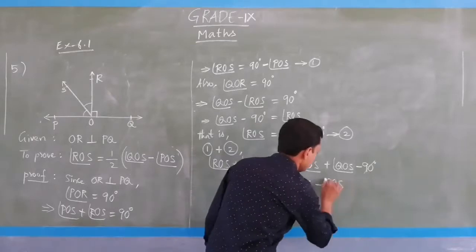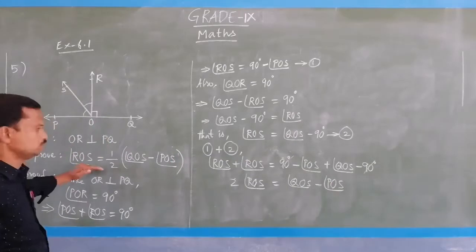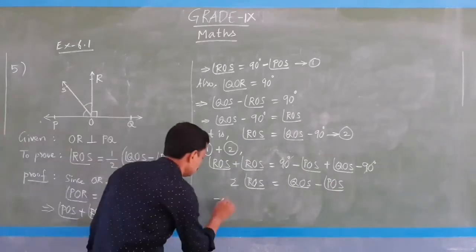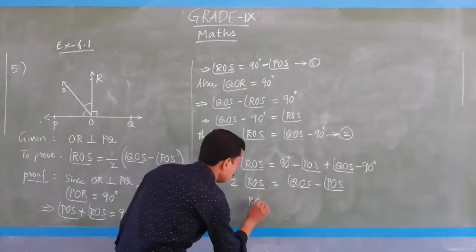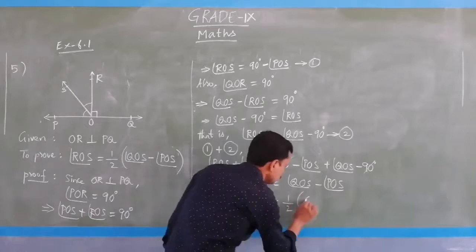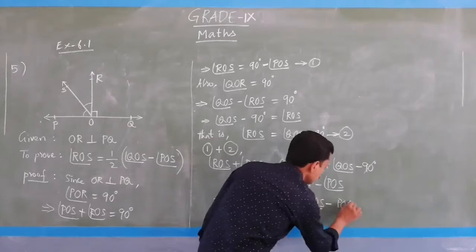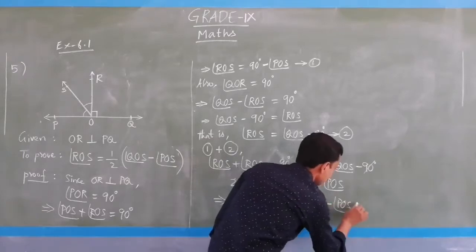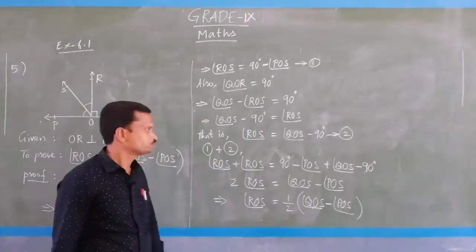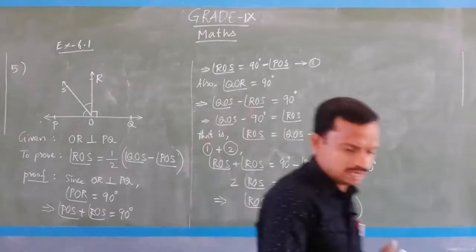You see now, nearing the proof we are. And you take 2 to the right side, what happens? This implies angle ROS is equal to 1 by 2 into QOS minus POS. Okay, children, now I think you understand clearly. So this is the way to prove it. Next sum.